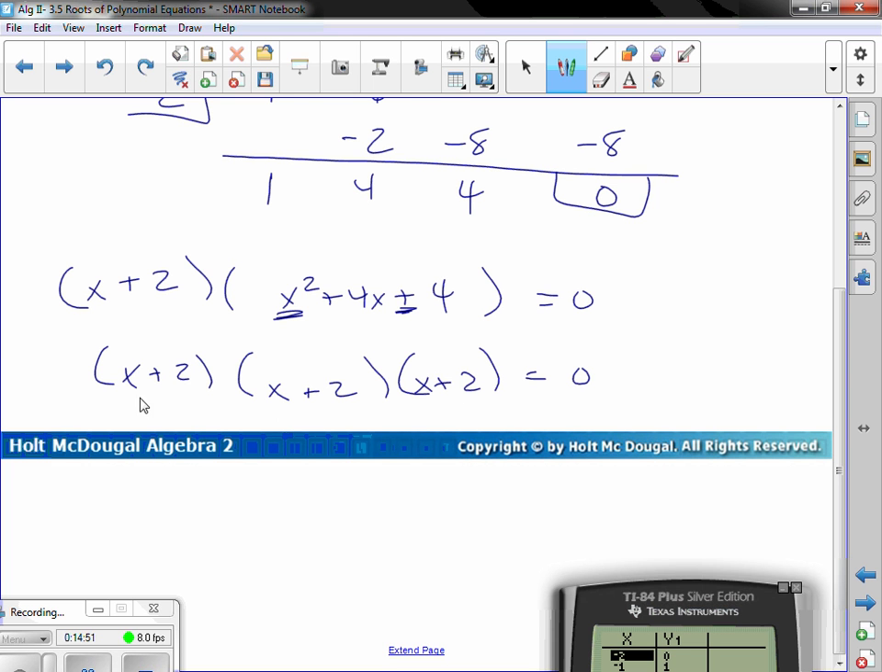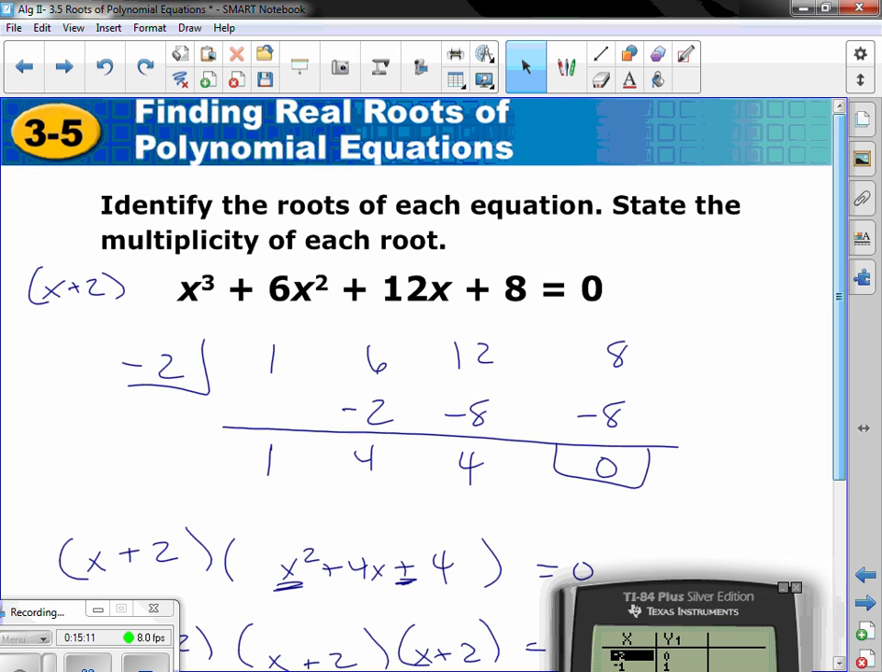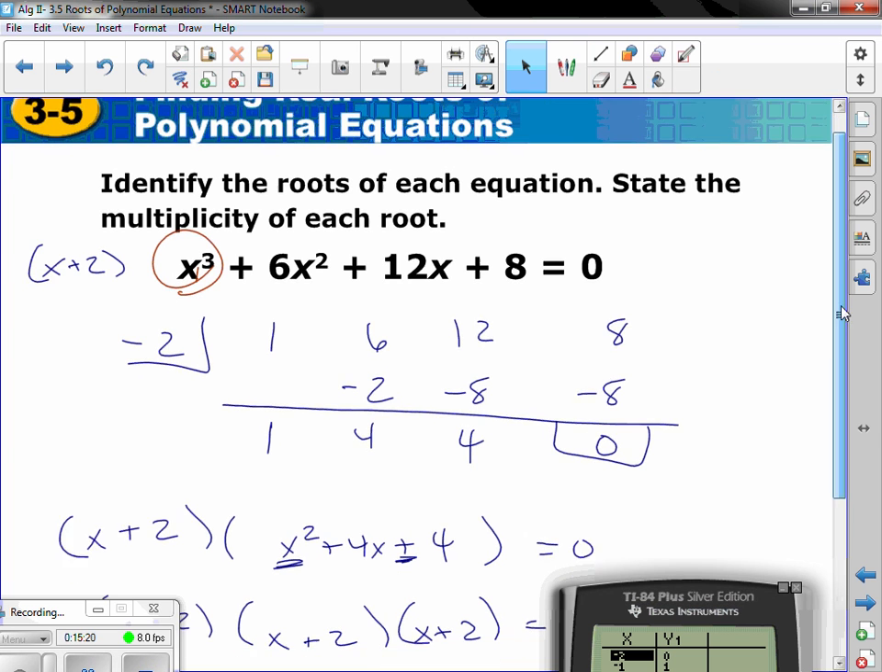So this zero's negative 2. This one's negative 2. This one's negative 2. My answer is negative 2 with a multiplicity of 3. Why is it a multiplicity of 3? It happened 3 times. I also know there's only 3 because of this. X cubed tells me I need 3 zeros. If you don't get 3 zeros, you know something's wrong.